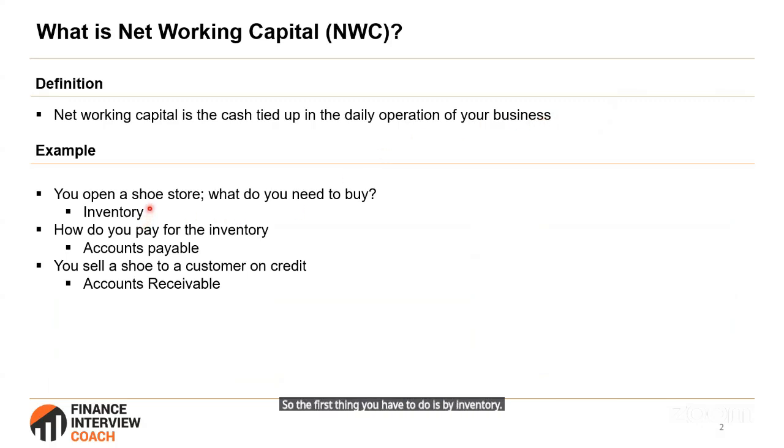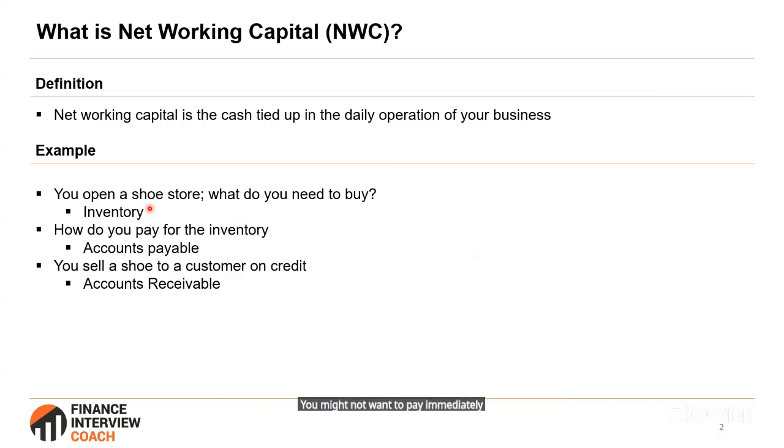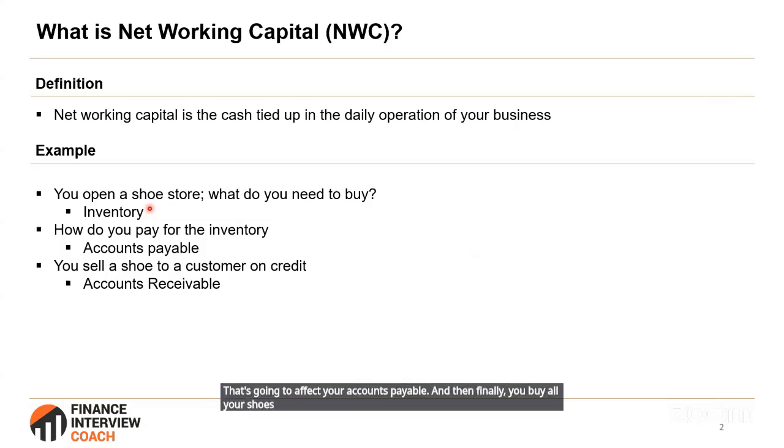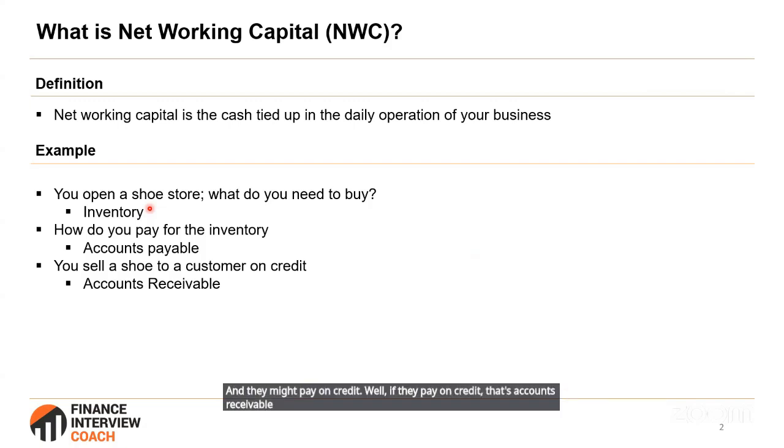But if you're buying inventory, let's say you have pretty good credit. It's not your first rodeo. You might not want to pay immediately with cash. In fact, you probably want to pay with credit. So if you buy that inventory on credit, that's going to affect your accounts payable. And then finally, you buy all your shoes and your first customer walks in and they might pay on credit. Well, if they pay on credit, that's accounts receivable. So you kind of see how net working capital is really just driven by the daily operation of your business, such as a shoe store.